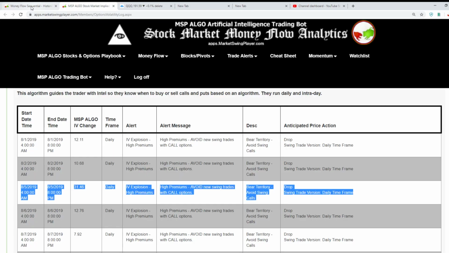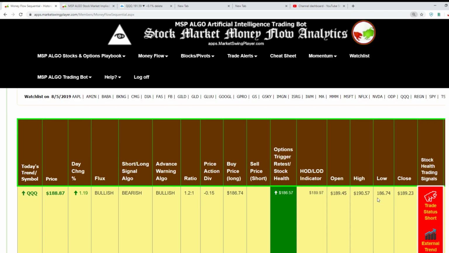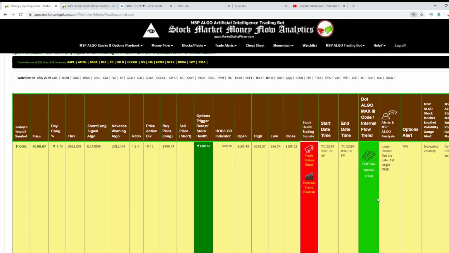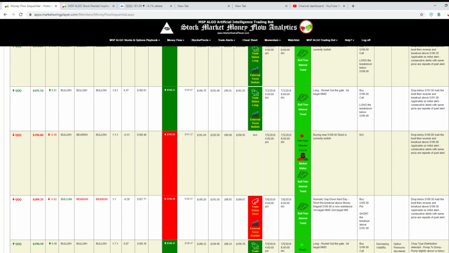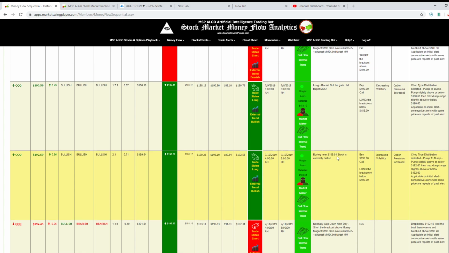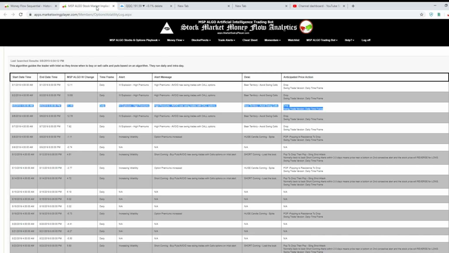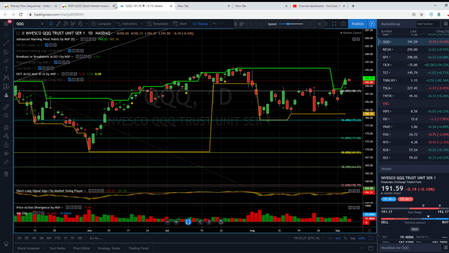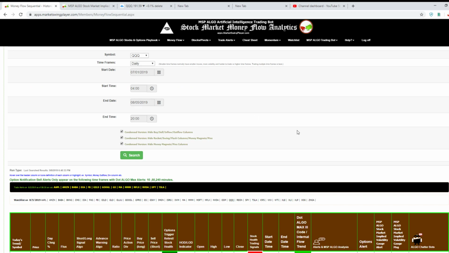And like I said, it is on here, but in order to get the juicy details about that alert, okay? Now the daily time frame here is just going to have the daily time frame. When you look at the intraday, it's going to have the intraday time frame, not the daily time frame, okay?